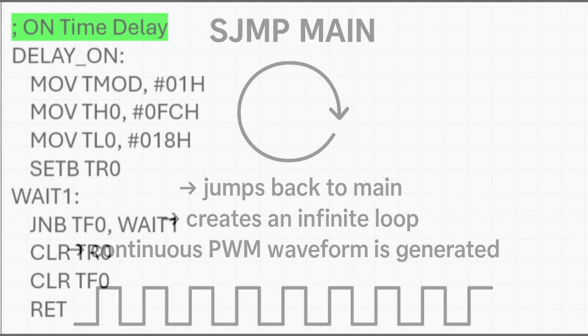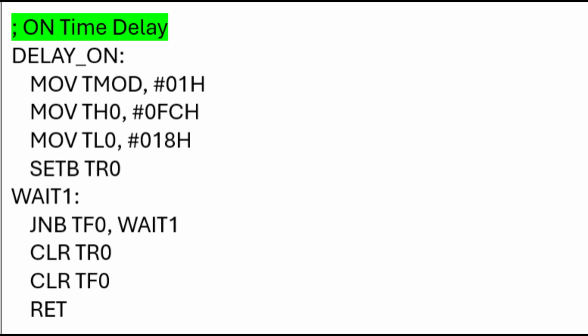On-time delay explanation. DELAY_ON: MOV TMOD, #01H. Timer 0 is selected. Mode 1, 16-bit timer mode. MOV TH0, #0FCH. MOV TL0, #018H. These values load the starting count of timer 0. They decide how long the on-time lasts. SETB TR0 starts timer 0.